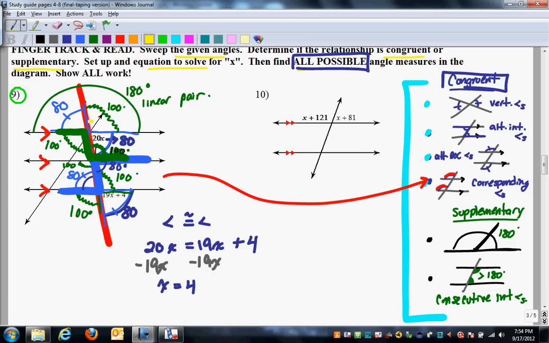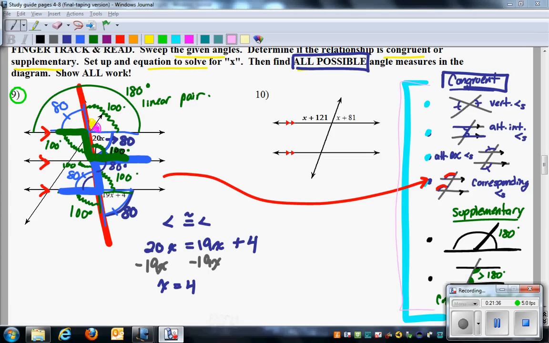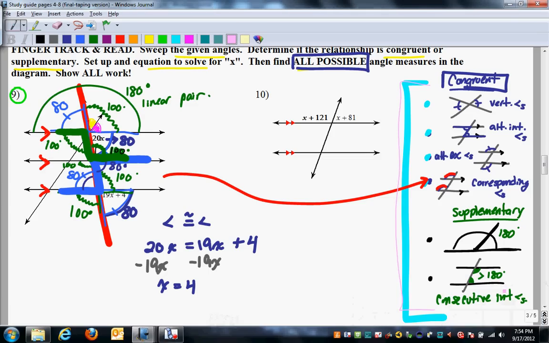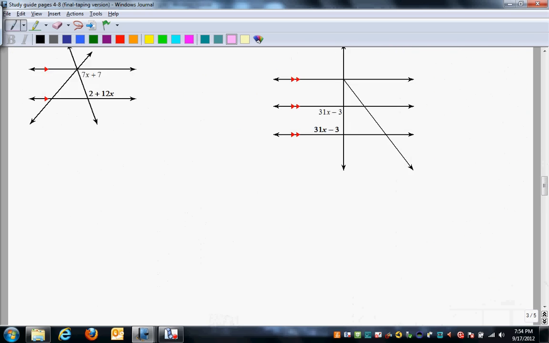Now be very careful, this angle right here, the yellow and the pink, we do not have sufficient information to get those. We don't know that there's a bisector, we're not given any other relationship. So finding all possible angles does not necessarily mean every angle is possible. It just means find what you can find using this list in your margin. That's number 9.